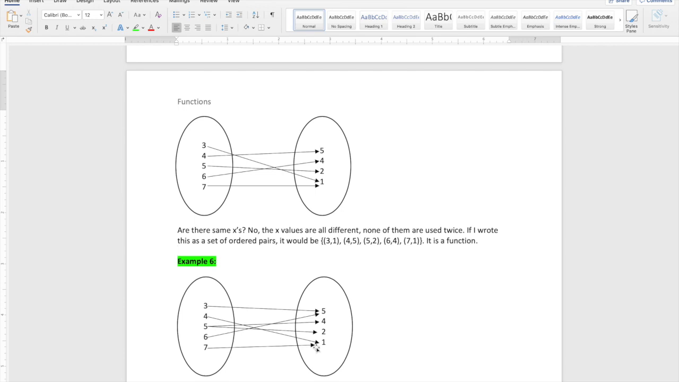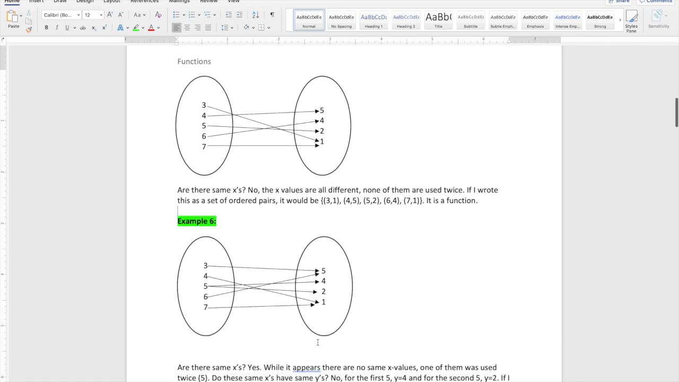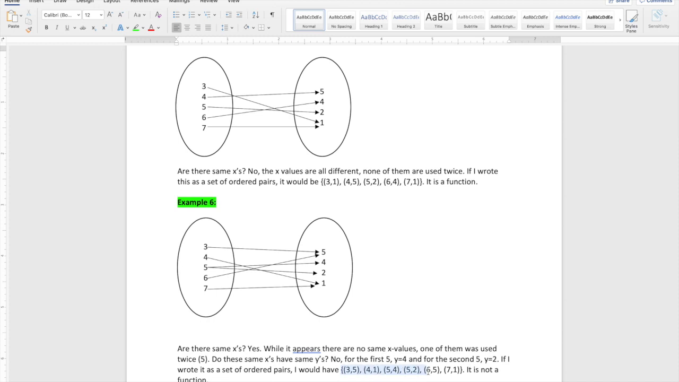In this example 6, you can represent this picture as a set of ordered pairs. So for example, here you will have 3, 5, and then 4, 1, and so on. And I wrote them for you right here. This is the set of ordered pairs. So the question is, is this a function? Going back to our algorithm, the first question we ask ourselves is, do we have the same x's? Let's check. 3, 4, 5, 5, 6, and 7. So the answer is yes, we have two of the x's that are the same.